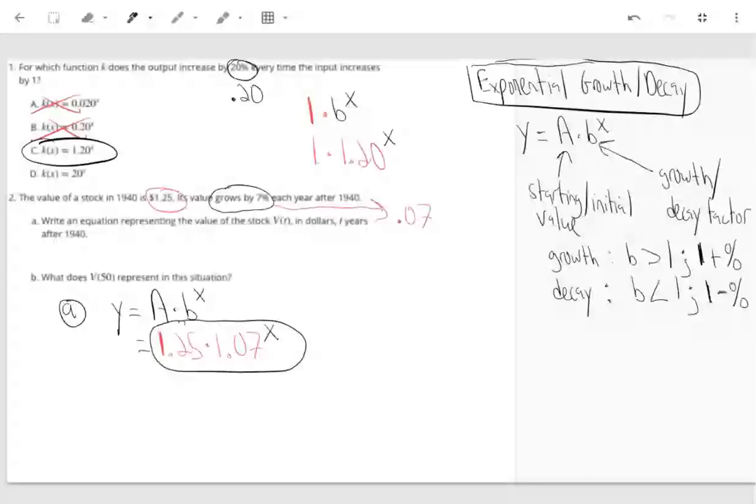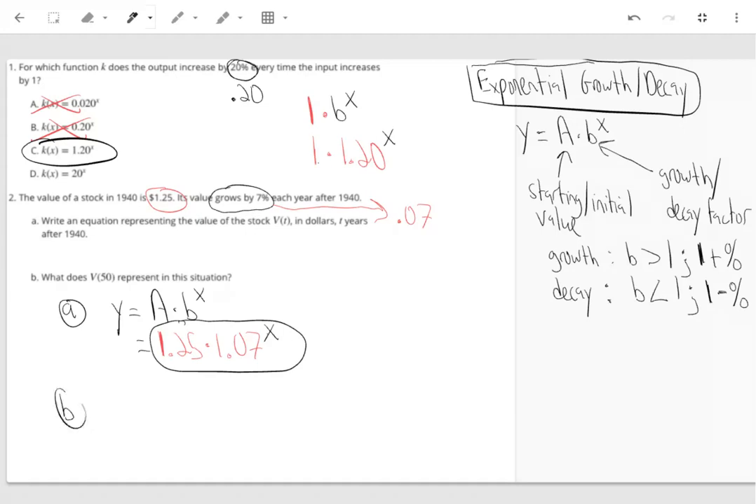And what's significant about this equation is now I can plug in any value for x. I can make that exponent any value to figure out what the value is a certain number of years later. So if I wanted to find the value of the stock 10 years later, I would make it 1.25 times 1.07 to the power of 10. If I wanted to find the value 20 years later, I would make x be equal to 20, and so forth.